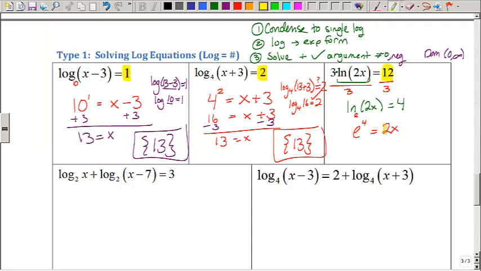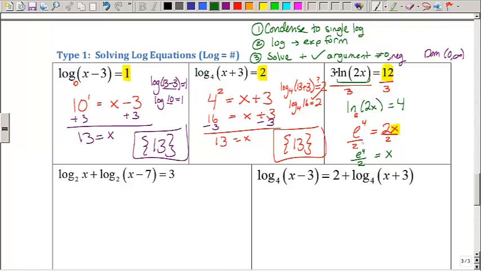Now I still haven't solved for x, and the way I have to solve for x now is to divide both sides by 2. So my answer is x equals e to the 4 over 2. Now e to the 4 is a positive number because e is a positive number. When I raise it to the 4th power, it's another larger positive number, and a positive number divided by 2 is still a positive number. So I know that this is non-negative.